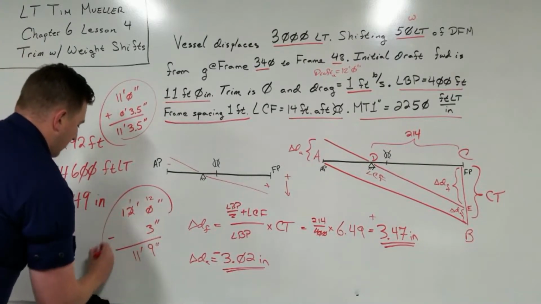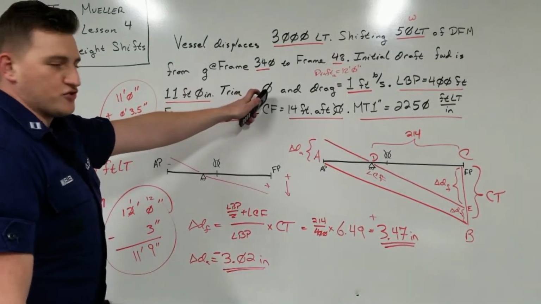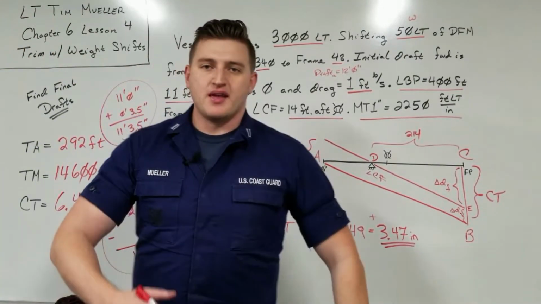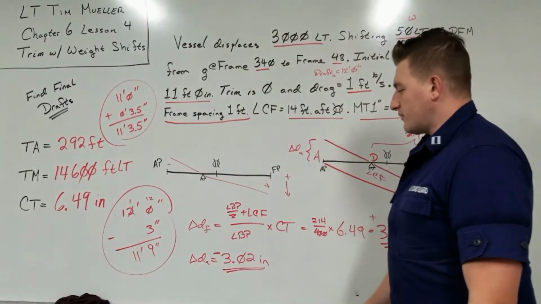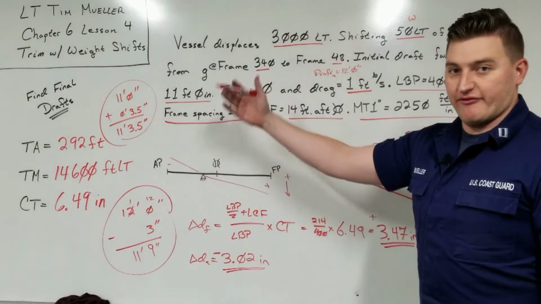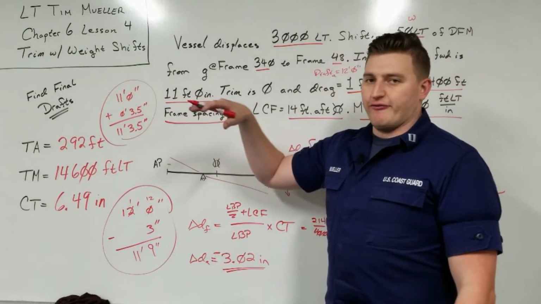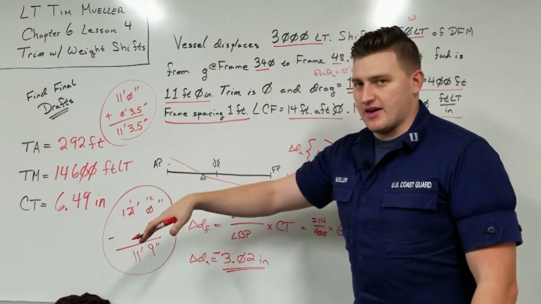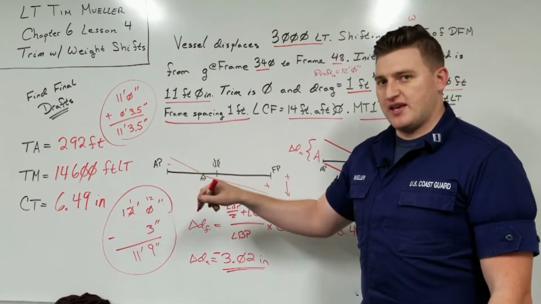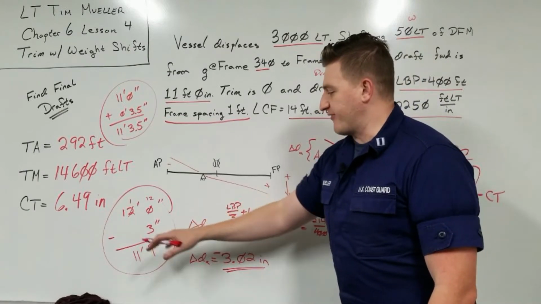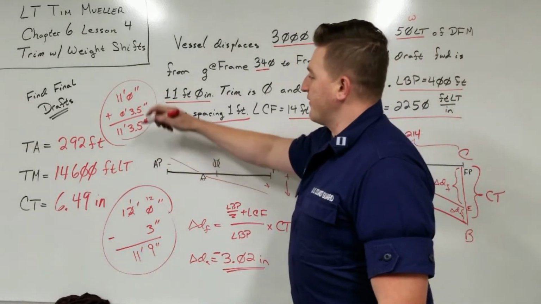Now, how can we check ourselves here? We originally had 0 trim. Now we imposed a change in trim of right about 6.5 inches. Does that actually work with what we have? So we had our drag was 1 foot. So if we take our forward draft, add a foot, that's going to be the stern with no trim, and then we impose that change in trim, we should get what we've already gotten for our aft draft. So let's see. We take our forward draft, yes, it's forward.